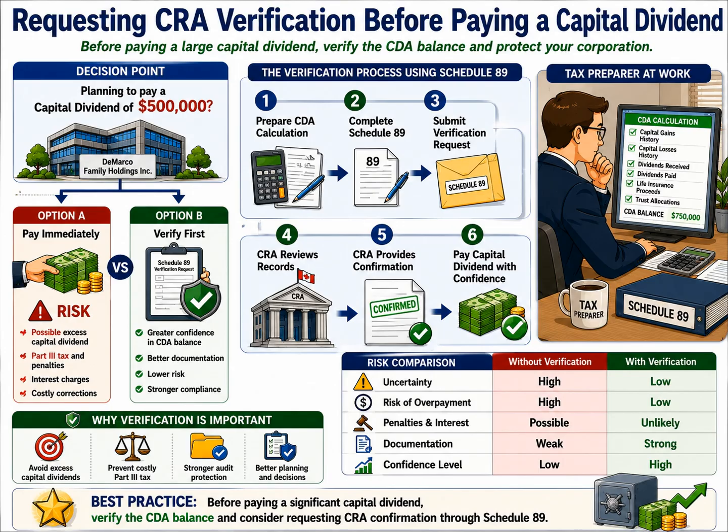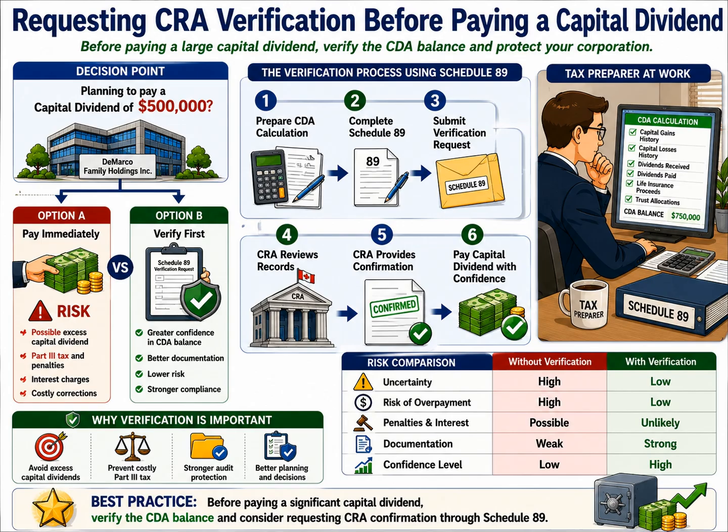For tax practitioners, a useful checklist is shown on the right side of the slide. Maintain detailed historical records. Compute the CDA carefully. Complete Schedule 89 accurately. Request verification when appropriate. Review CRA's response. And document everything before proceeding with a dividend payment.